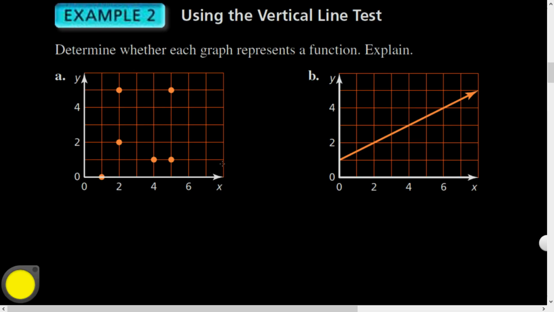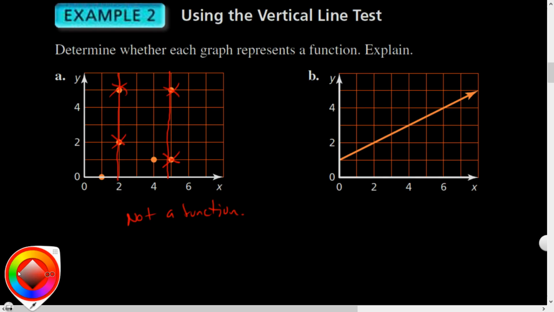Do you think I could draw a vertical line that would hit more than 1 point on this? What x number do you think that occurs for? Or where's a case where it hits more than 1 point vertically? Looks like 5. 2 hits. Bam. And at 2, right? So 2 is giving me both an output of 2 and an output of 5. So this is not a function. Right. And you could say because 2 gives me more than one output or 5 gives me more than one output. How about B?